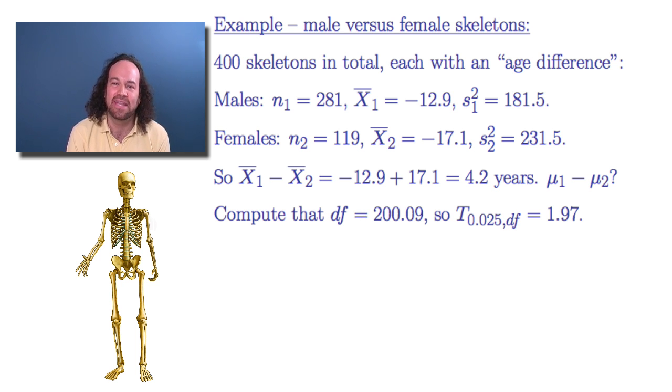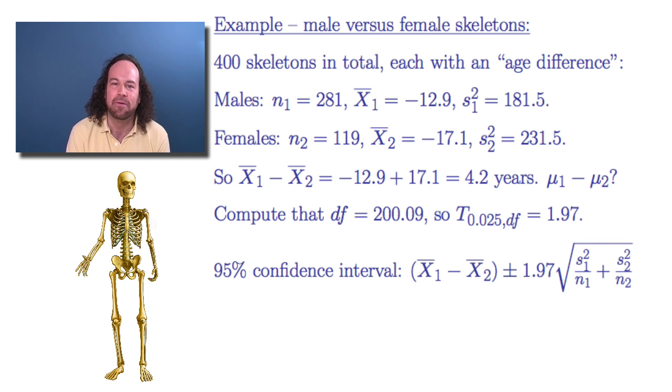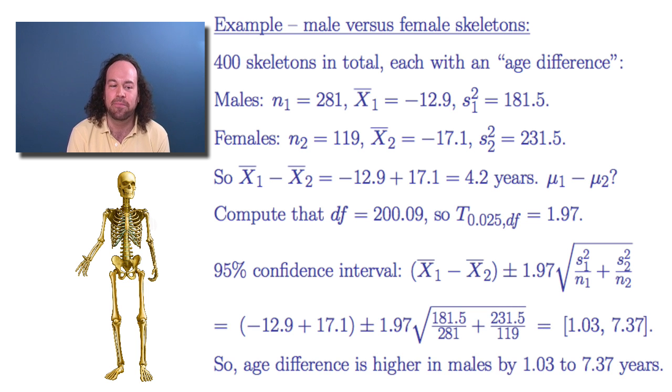And then we have to get the computer to help us compute the corresponding critical value. And it works out to 1.97 in this case, which is just a tiny bit more than the 1.96 it would be for the standard normal distribution. So then a 95% confidence interval should be the difference in the sample means plus or minus this critical value of 1.97 times the square root of the sum of the sample variances, which works out, when you put in the numbers, to between 1.03 years and 7.37 years.